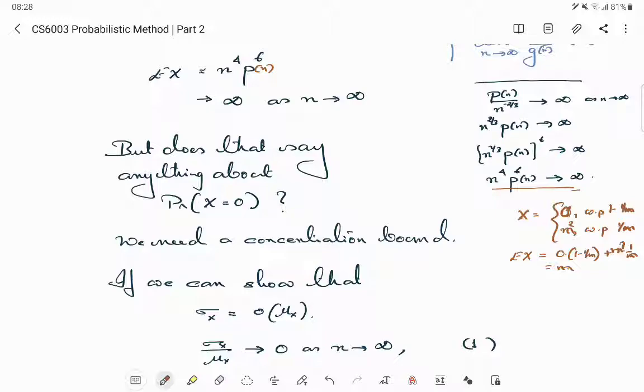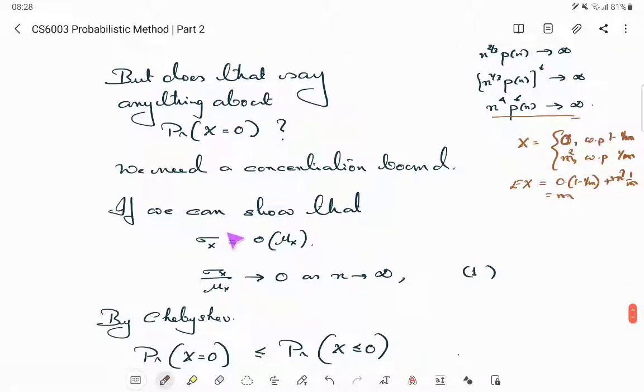Okay, so in order to say something about this, we need a concentration bound. In some sense we have to contain the variance and then apply the Chebyshev bound. But calculating the exact variance of this x is going to be very cumbersome, so we will only estimate it. And before embarking on this task of estimating the variance of x, sigma x squared, it is better to know what we need in order to bound this probability of x equal to 0.